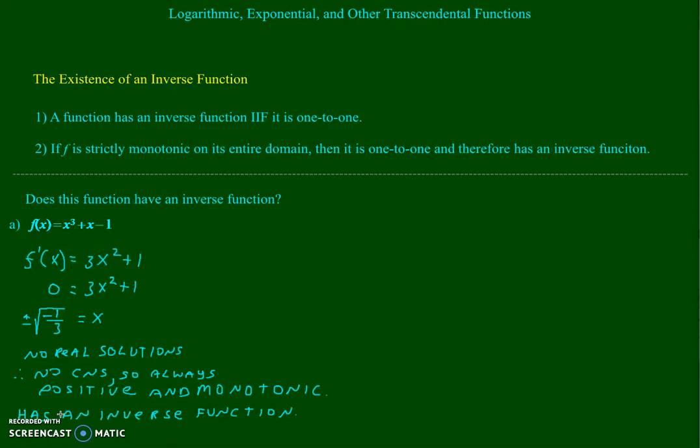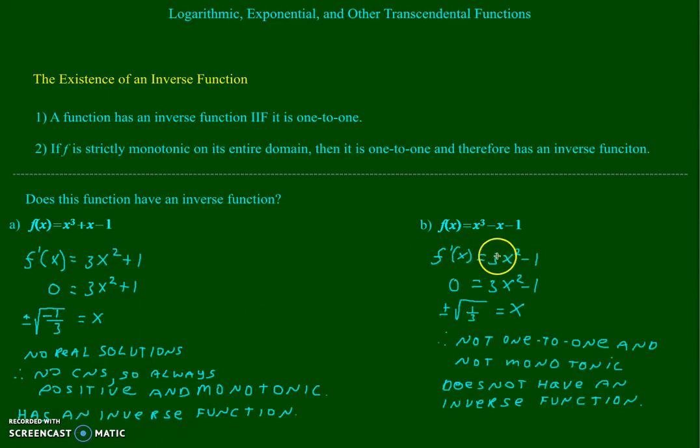All right, let's go ahead and look at another example. So give this one a shot, and I'll come back in a second. Hopefully, you got this as your first derivative, 3x squared minus 1. Set that equal to 0, and you can see that x is equal to plus or minus the square root of 1/3. So clearly, this has real critical numbers, and therefore this function has extrema. So it's not a one-to-one function, and therefore it's not monotonic. So this function does not have an inverse function.